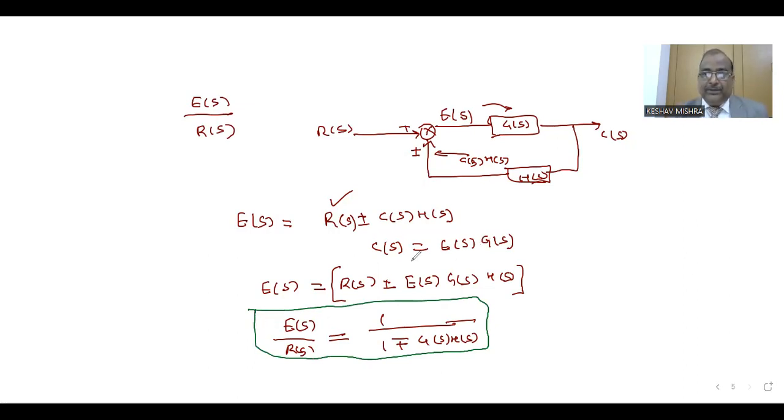So we have discussed all the rules for the block diagram reduction technique, and in the next class we will take some problems based on block diagram reduction.